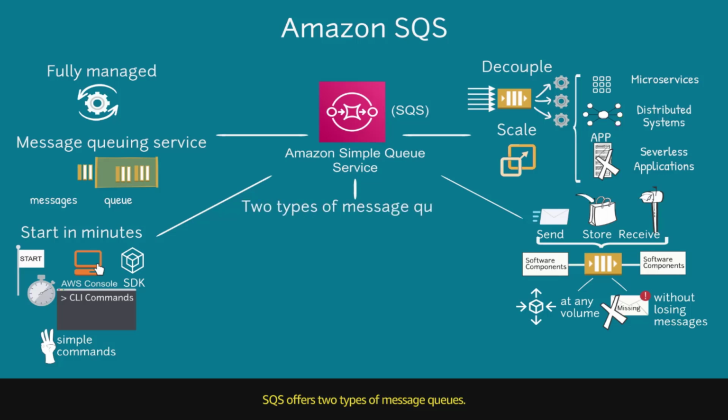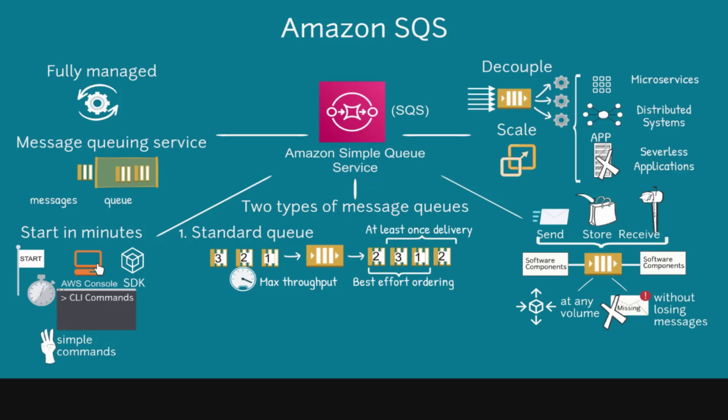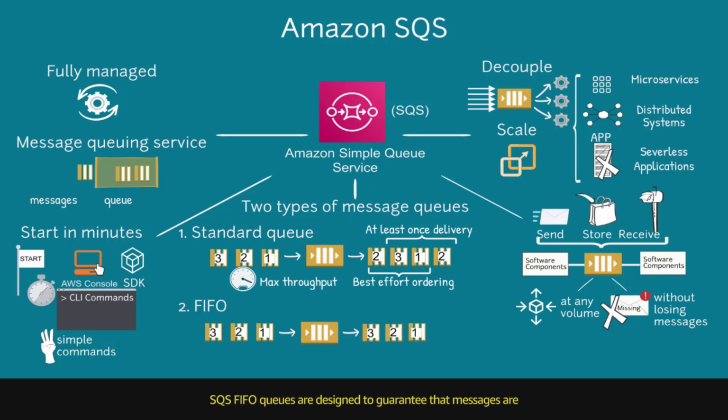SQS offers 2 types of message queues. Standard queues offer maximum throughput, best effort ordering, and at least once delivery. SQS FIFO queues are designed to guarantee that messages are processed exactly once, in the exact order that they are sent.